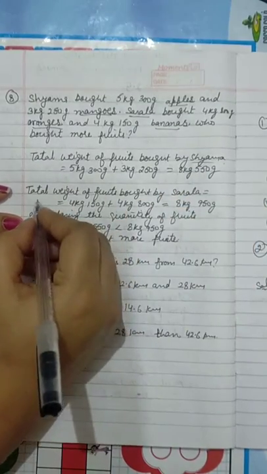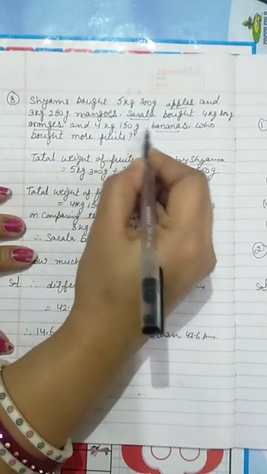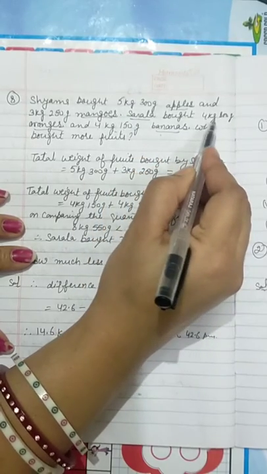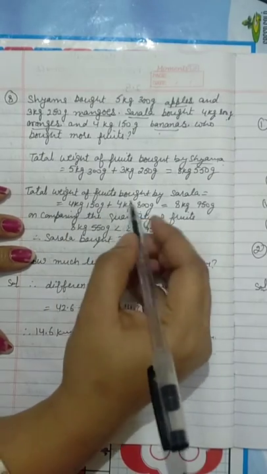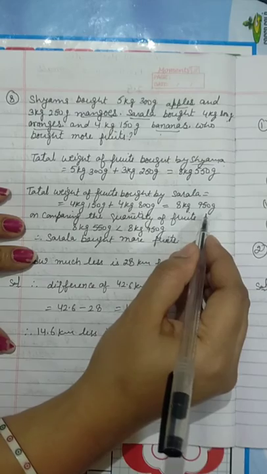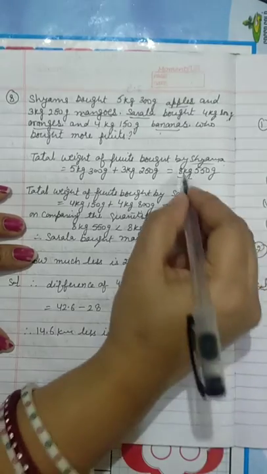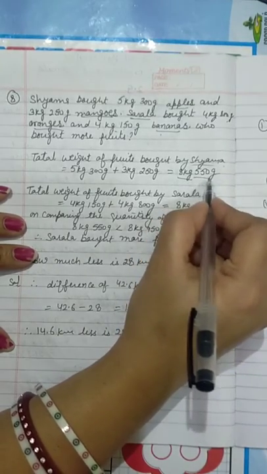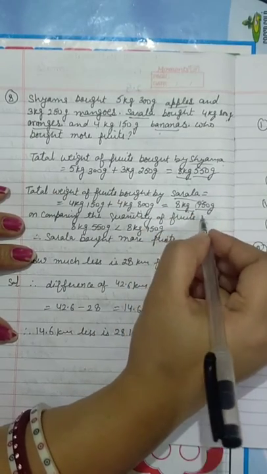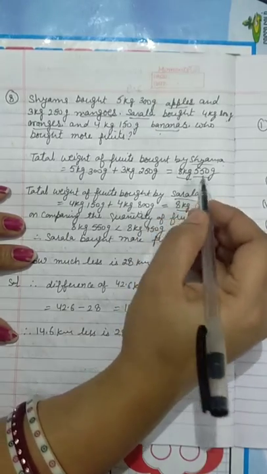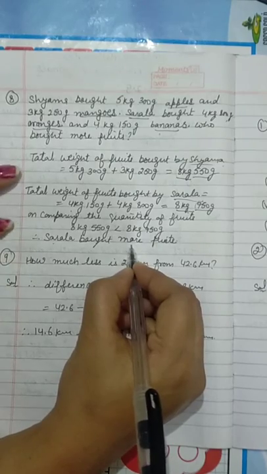The next one is the total weight of fruit bought by Sarla. She bought 4 kilogram 150 gram bananas and 4 kilogram 800 gram oranges. We'll add both, and it becomes 8 kilogram 950 grams. Now we'll compare. See here, 8 kilogram she bought, the weight is same. Then in grams, here it is 550 and here it is 950. It means who bought more fruit? Sarla. We can see 950 gram is more than 550 gram. So we'll check and conclude that Sarla bought more fruits in this sum.